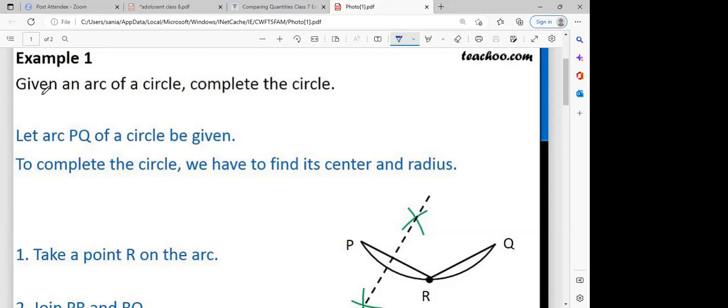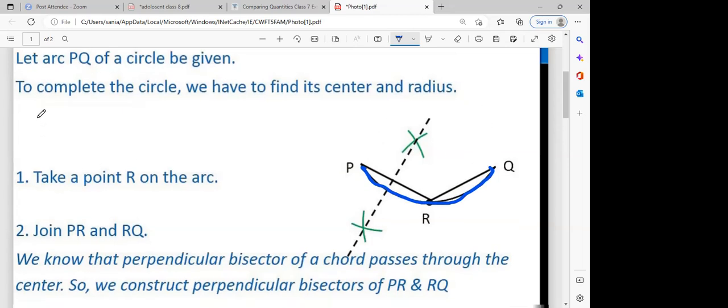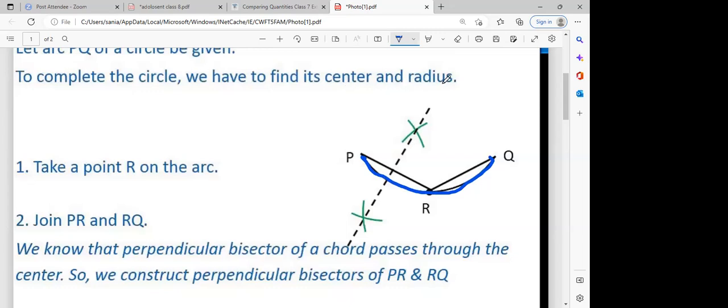So over here they are saying, given an arc of a circle, complete the circle. So an arc is given to you. Let arc PQ of a circle be given. This P and Q is given to you, and you have to make it an entire circle. So how are you going to do it? First of all, to complete the circle, we have to find the center and the radius, right? If you have the center and radius, only then can you complete the circle, because a circle is based on its radius and center. Clear? Yes, ma'am.